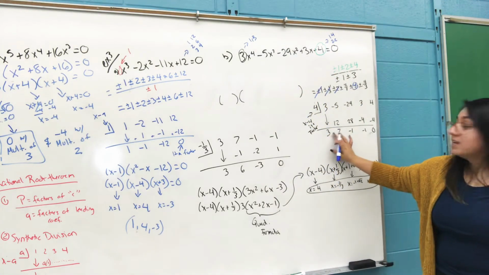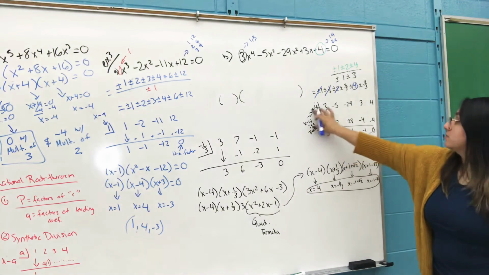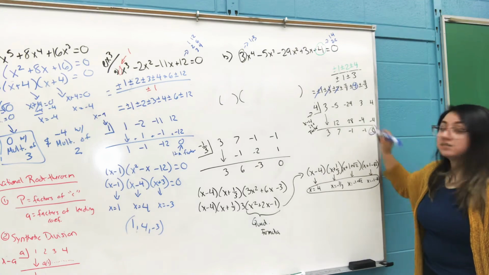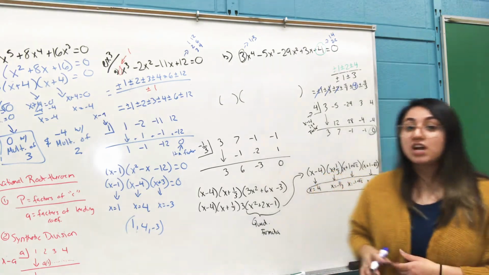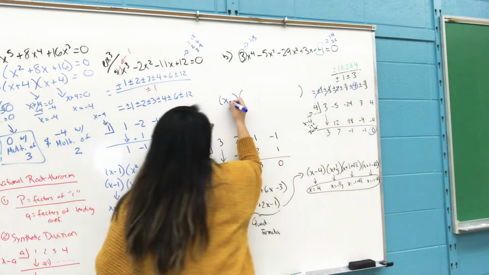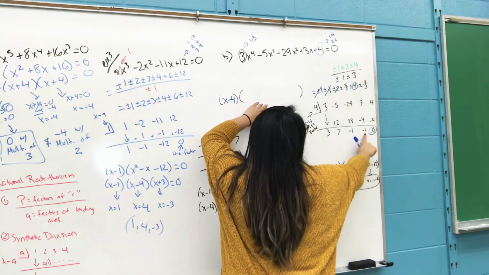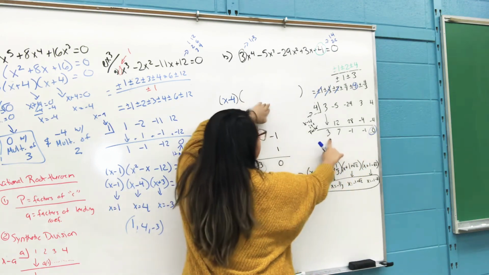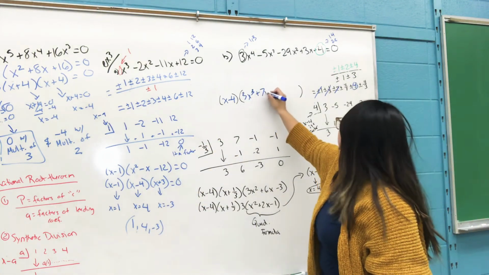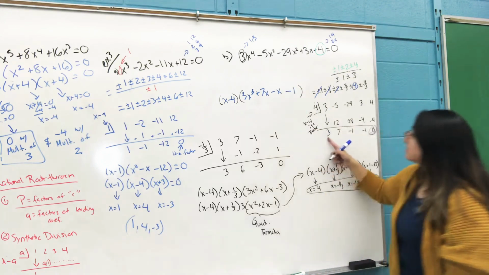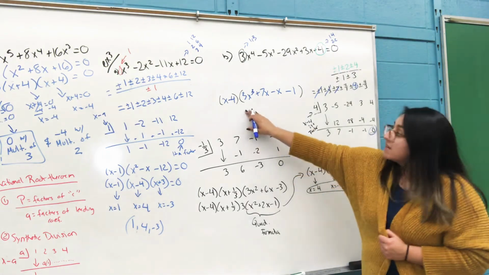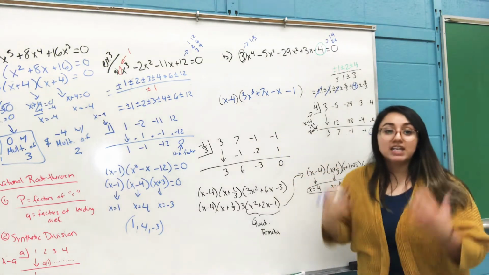The 3 you bring down, then you multiply, add, multiply, add, multiply, add, multiply, add, and you get a 0. When you get a 0, that means that is a factor of this equation here. So that means your answer is x minus 4 times, you're working backwards, so your constant, your x squared, and your x cubed. So it's going to be 3x cubed plus 7x minus x minus 1. So exactly how you have here, these are your coefficients for your new answer. Now, this could be simplified even more.